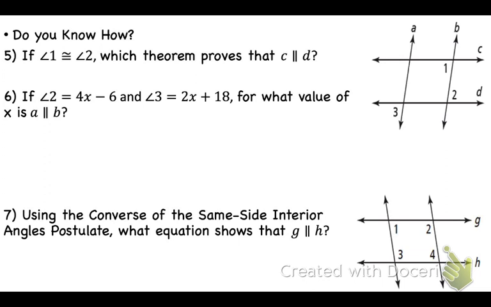Okay, if angle 1 is congruent to angle 2, I should put something on my picture, right? So an arc at angle 1, an arc at angle 2. Okay, if that's true, which theorem proves that C is parallel to D? The converse of the alternate interior angles theorem.